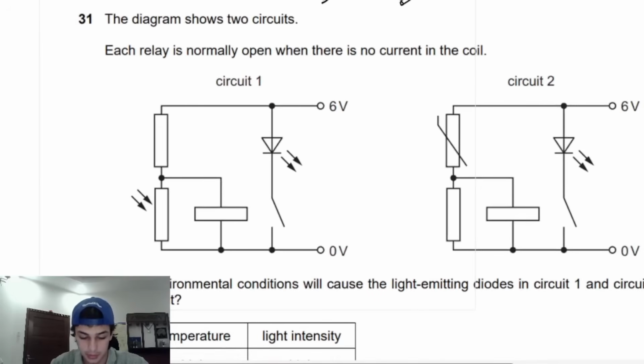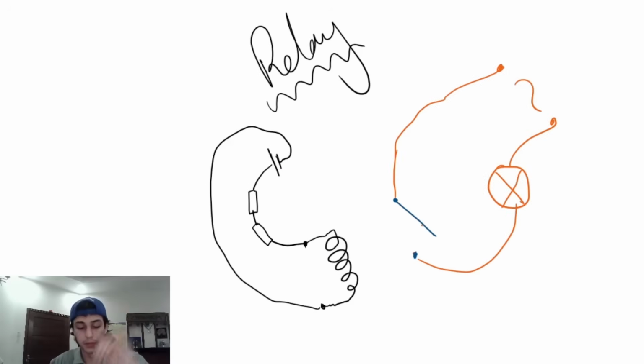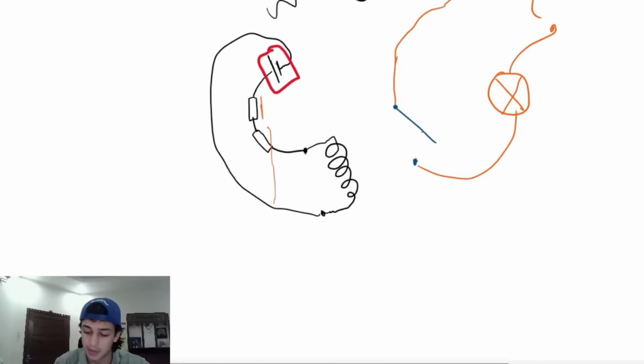The diagram shows 2 circuits. Each relay is normally open when there is no current in the coil. Now, to understand this question, we first need to understand what a relay is. A relay is quite simply, we have a circuit, we see cells, we see a bunch of resistors, just put them in there, might come in handy.